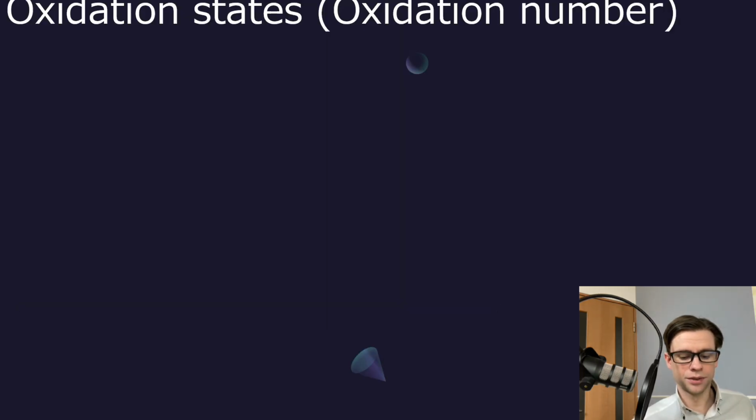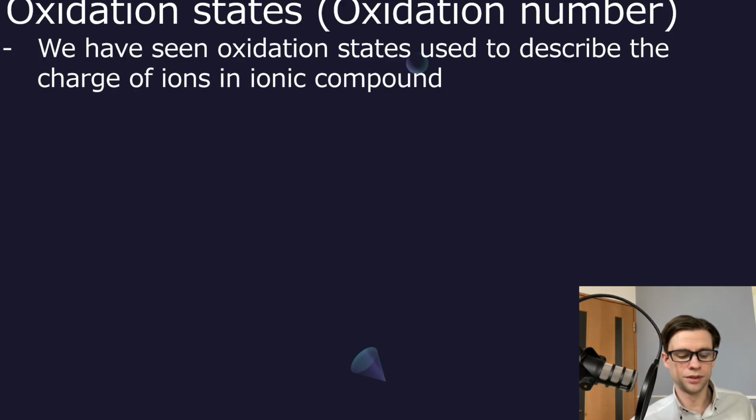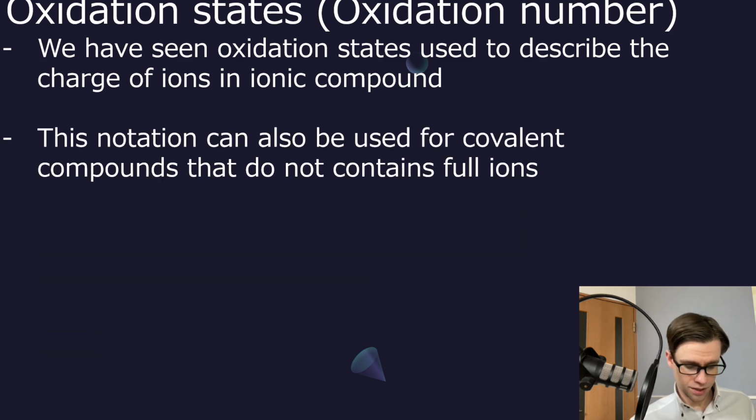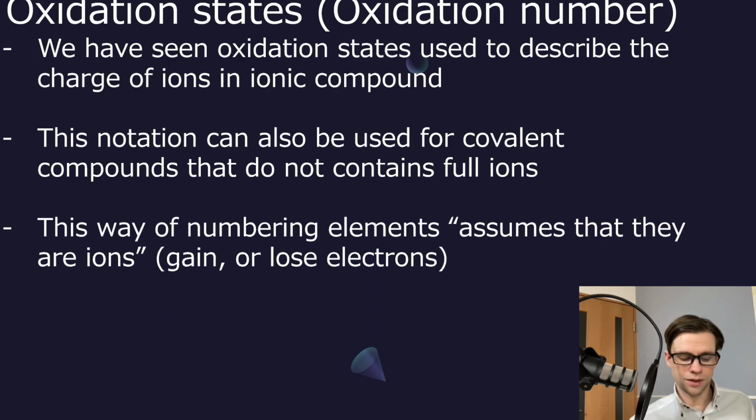So oxidation states, also known as oxidation number. So we have seen oxidation states used to describe the charges on ionic compounds. It's often the number in the top right that tells you how many electrons have been lost or gained. Now, this notation that we've used for ionic compounds and ions can also be used for covalent compounds that do not contain full ions. And this way of numbering elements assumes that they are ions, or that they gain or lose electrons. Even though they don't, at least not 100%, we can assume that they do and assign numbers to them.